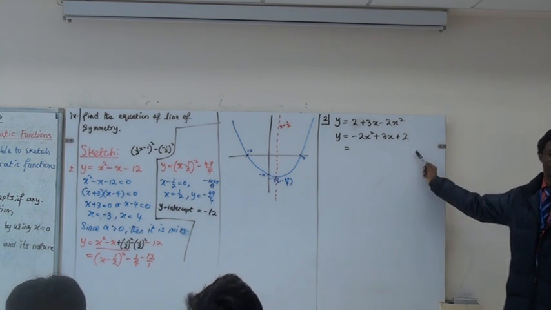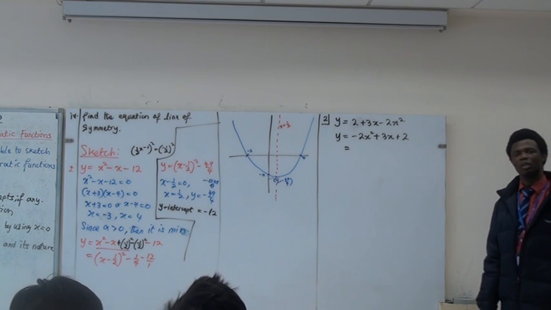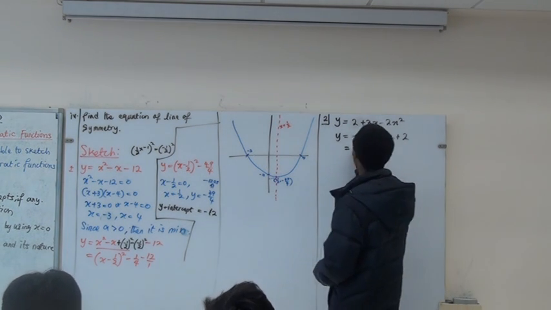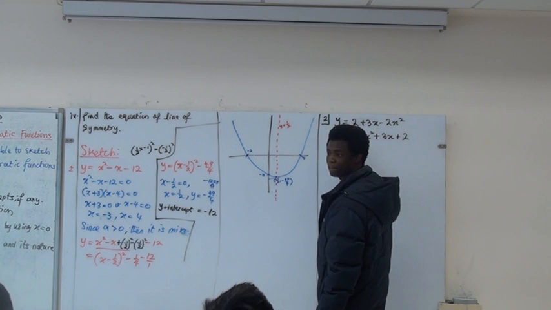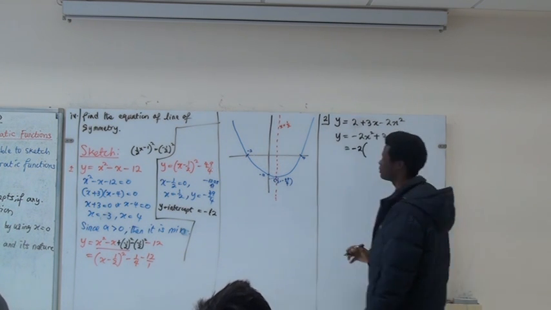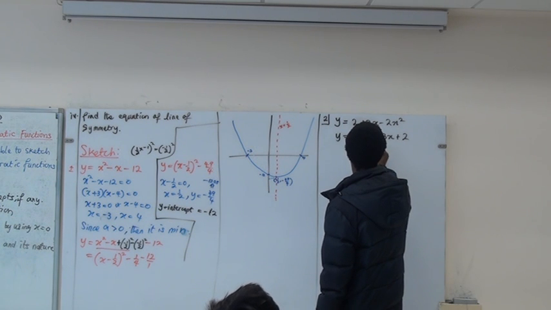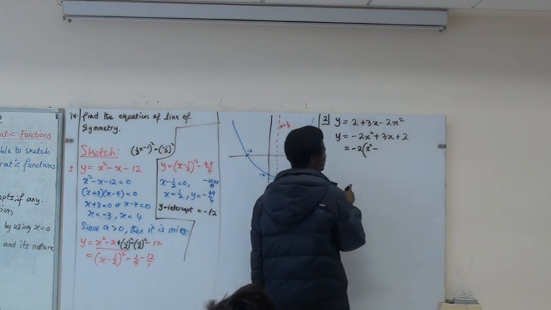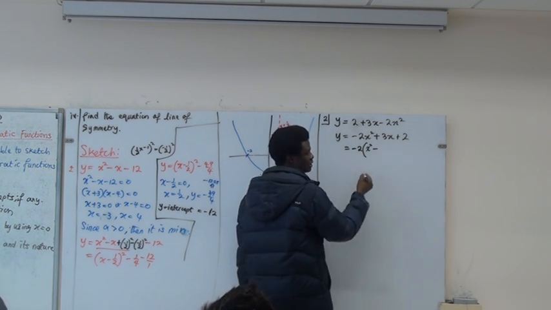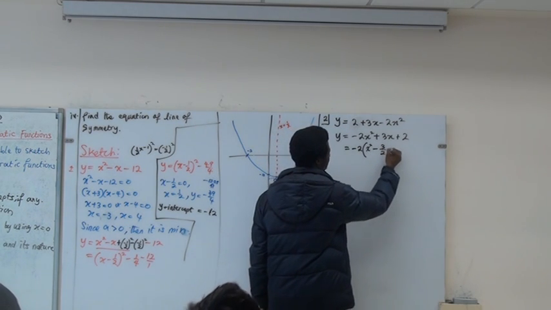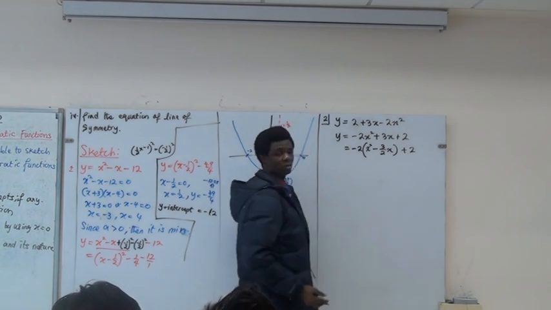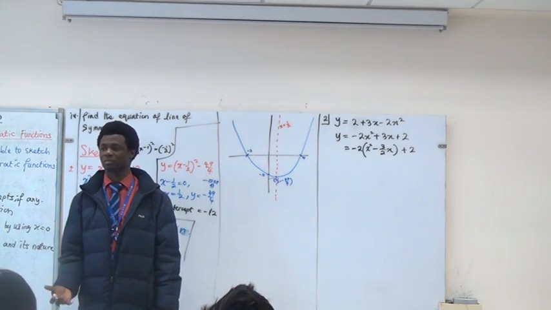What do we do? The factorize. You factorize. Factorize what? Minus 2. So what do I have in the bracket? X squared. X squared. Minus. Remember this was plus? 3 out of 2x. Okay? So this is where you begin.